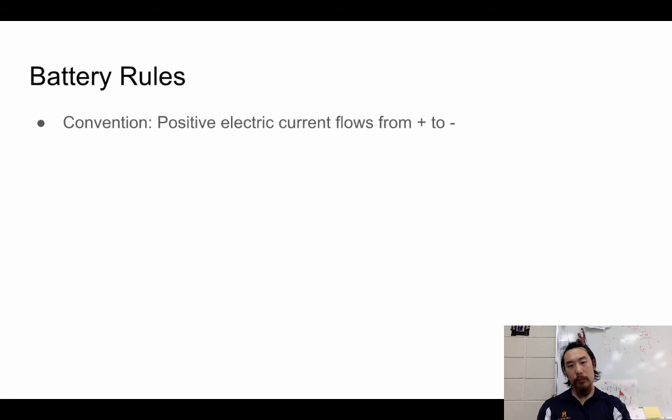Oh, great. All right, so let's go over a couple of battery rules. The convention says electric current flows from positive to negative, and this is what we use in physics, but if you were to take some other kinds of electrical courses, you might learn the reverse. But for all of our problems, we're going to say the current goes from positive to negative. Keep that in mind as we venture into the next set of rules.